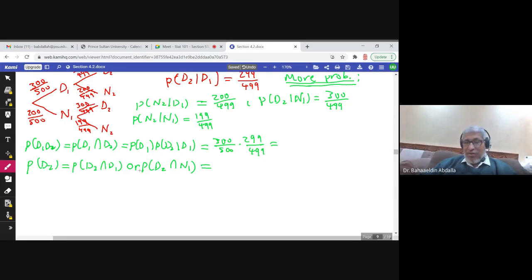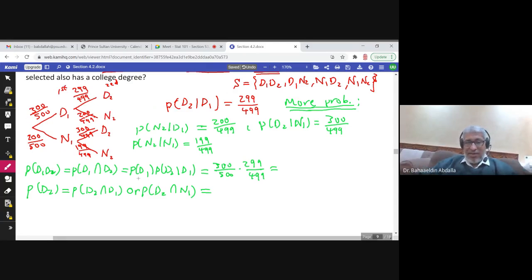So the probability of their union would be the sum. Okay, you just add them. And we have seen here that the probability of D1 intersection D2 is this one. So the answer would be 300 over 500 times 299 over 499 plus D2 and D1, which is 300 over 499 times 200 over 500.